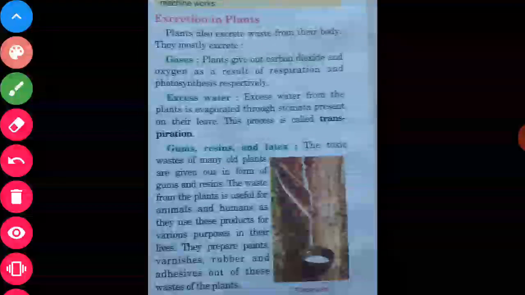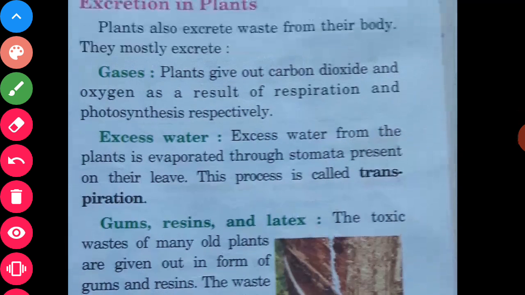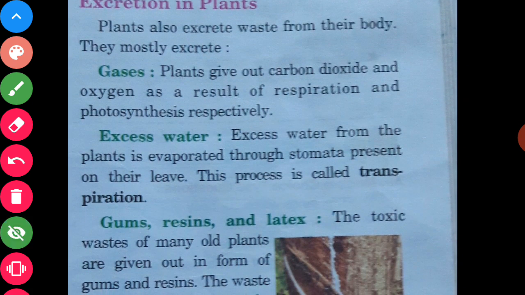Dear students, excretion in plants. First of all, gases are excreted in plants during photosynthesis and respiration. Oxygen is the gas excreted during photosynthesis. During respiration, carbon dioxide is the gas excreted. Plants give out carbon dioxide and oxygen as a result of respiration and photosynthesis.